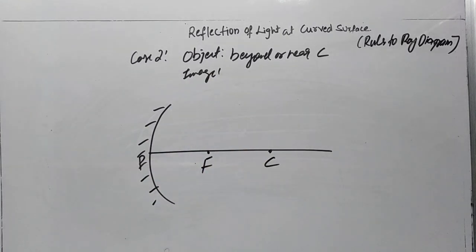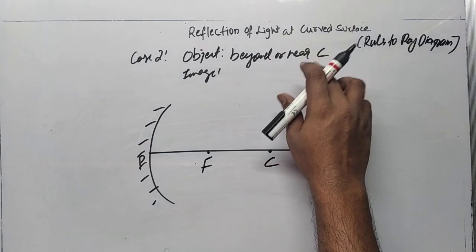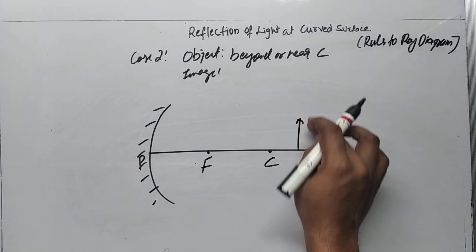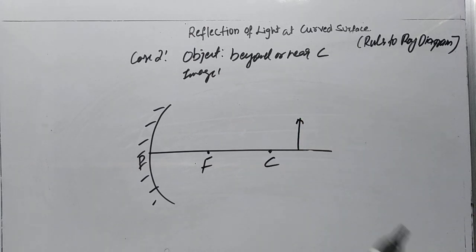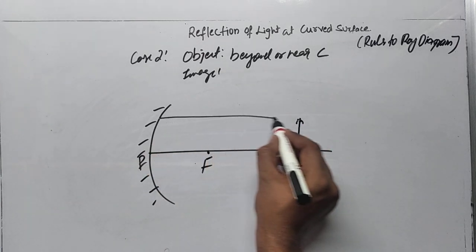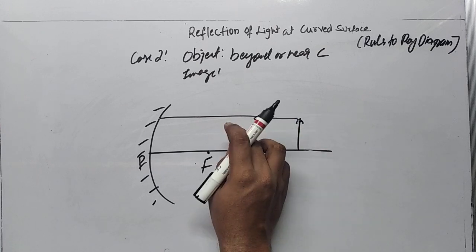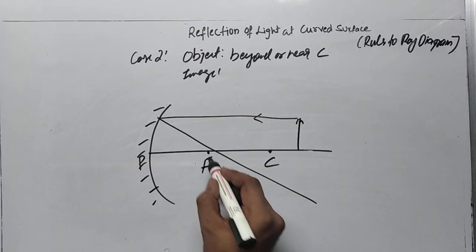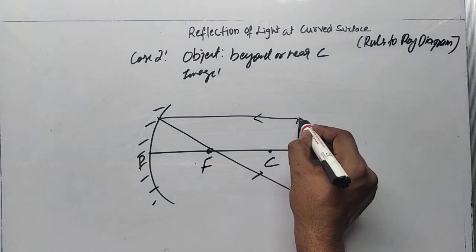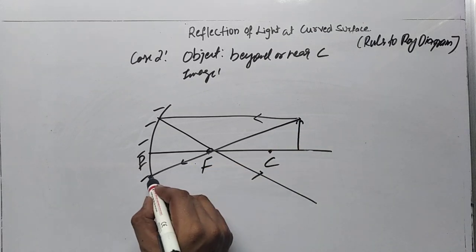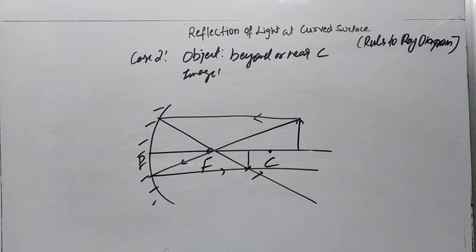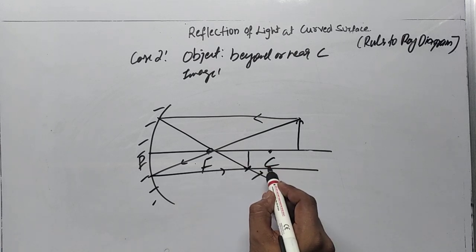So what is the position of the object? The object is beyond or near C. I am just taking an object, which you can draw as a 1 cm arrow mark. From the tip of the object, I am drawing a ray parallel to the principal axis. We know that whenever a ray is parallel to the principal axis, it will pass through the focus. Second, you can take a ray passing through the focus, which will become parallel to the principal axis. So we will know that the image is formed in between focus and center of curvature.